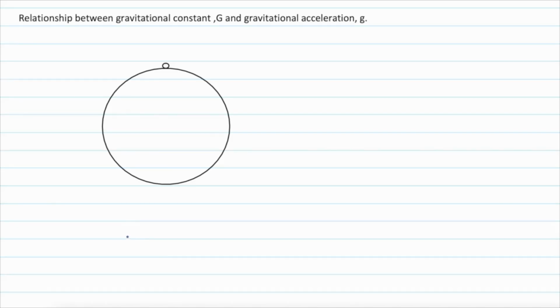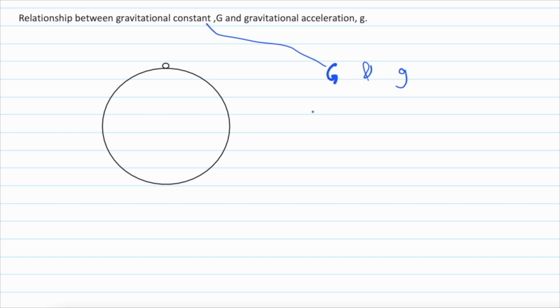In this video, we're going to be talking about the relationship between gravitational constant and gravitational acceleration. A lot of students make the mistake of not differentiating big G and small g. They think that both of them are the same. But big G means gravitational constant right here.